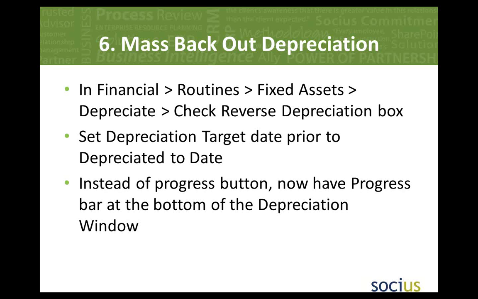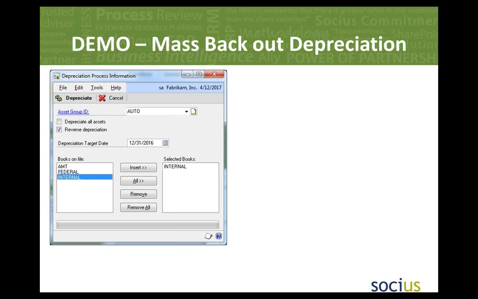You set the depreciation target date to a date prior to your depreciated to date, and also within this window, instead of the little progress button that you used to have to click on up at the top of the window to see how your depreciation process was progressing, you now have a progress bar at the bottom of the window that automatically fills in as the depreciation process is running. The depreciation window is shown right here. Here's the new reverse depreciation box, and the progress button up here is gone, and this is the new progress bar down here at the bottom.